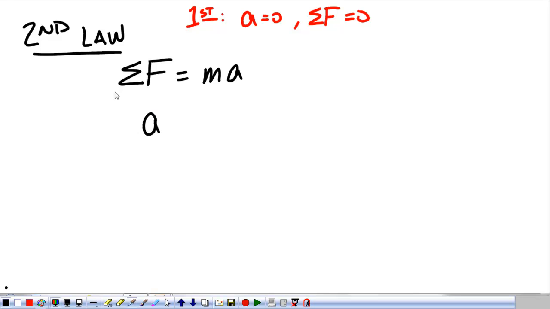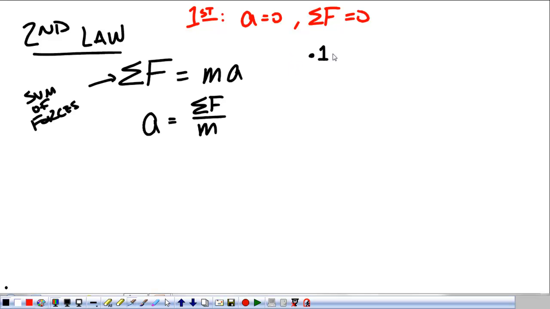So the first way to write it is that the sum of forces equals the mass of an object times the acceleration of an object. I like to write it a different way. Acceleration is the sum of the forces over the mass. So this again tells me some more things about forces.